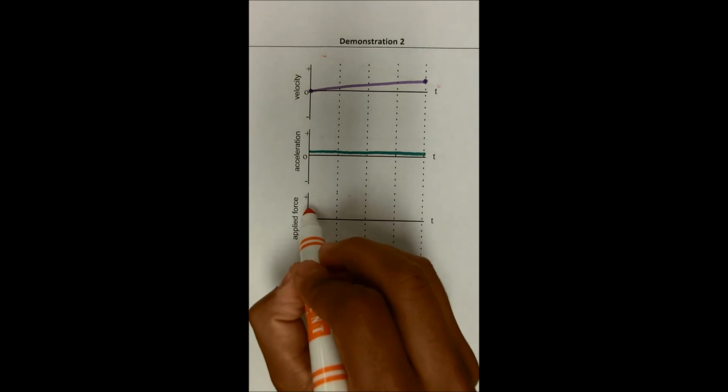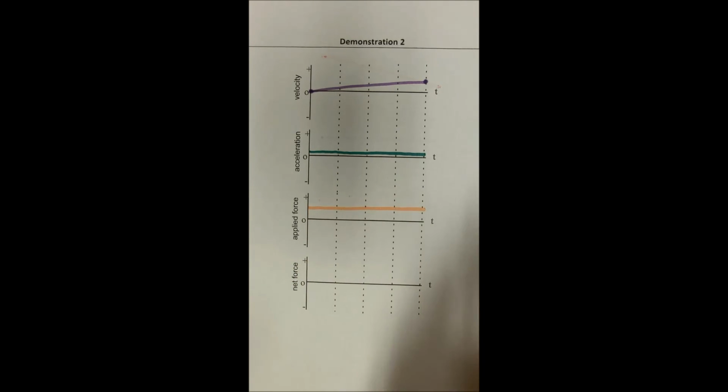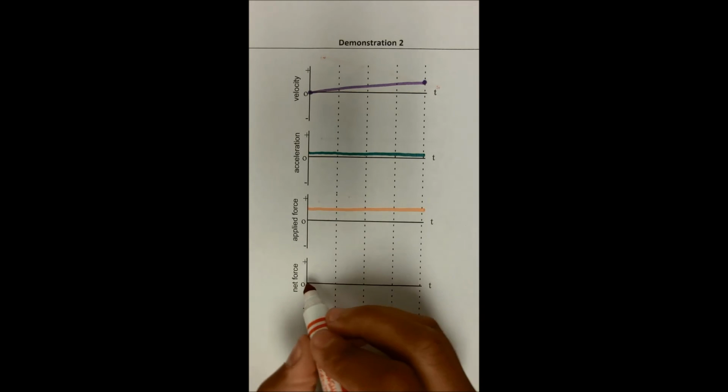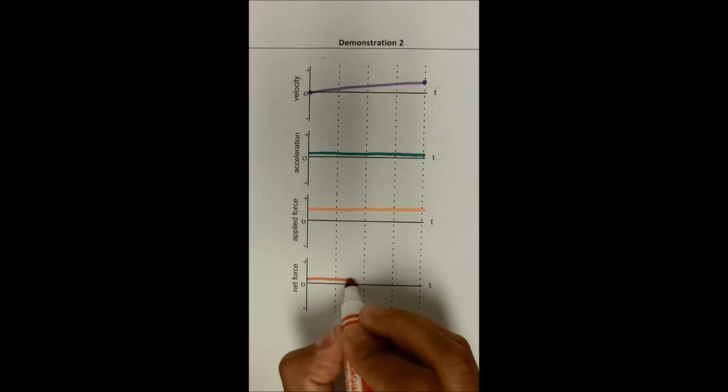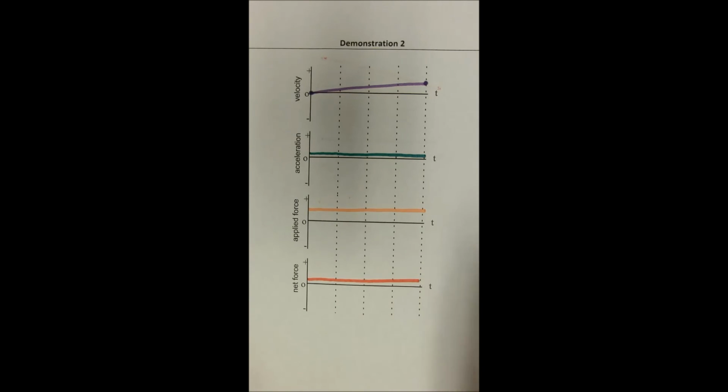So now if I go back here to my graphs, my applied force did not change. I still have the same amount of force on this cart from that string. It's the same. But what changed was this net force. It is now much smaller than it was before. And because of that, since my net force is smaller, my acceleration is smaller. So notice my acceleration depends on what my net force is and not what my applied force is.